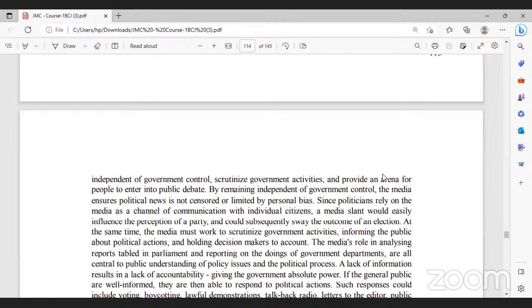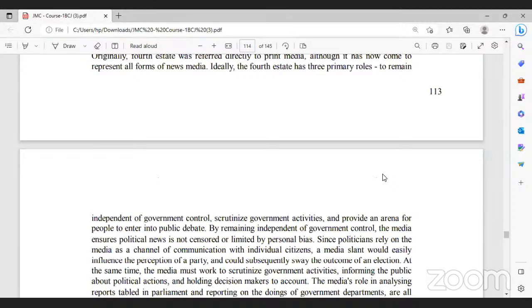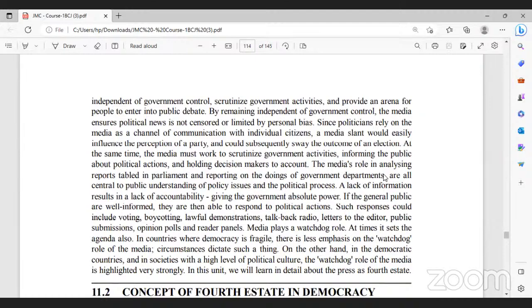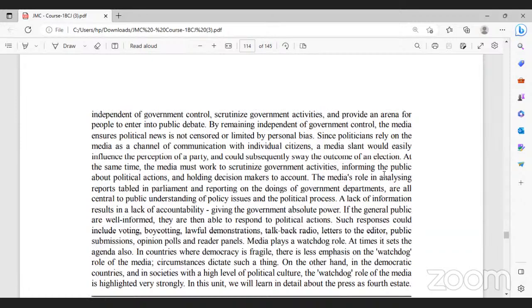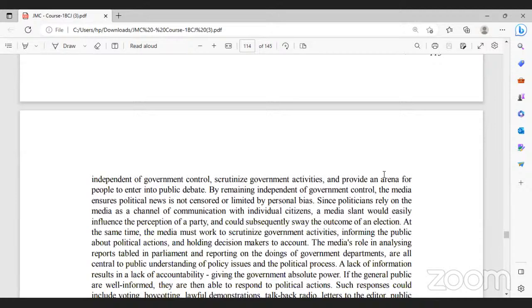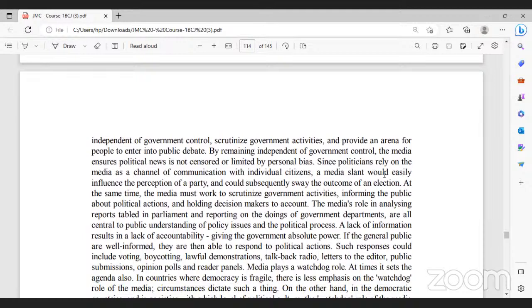So here, the fourth estate has primarily three roles. First one is to remain independent of government control, then scrutinize government activities, then provide an arena for people to enter into the public debate. So what are the three functions of the fourth estate? To remain independent of government control, to scrutinize government activities, and provide an arena for the people to enter into the public debate. So what exactly do you understand by remaining independent?